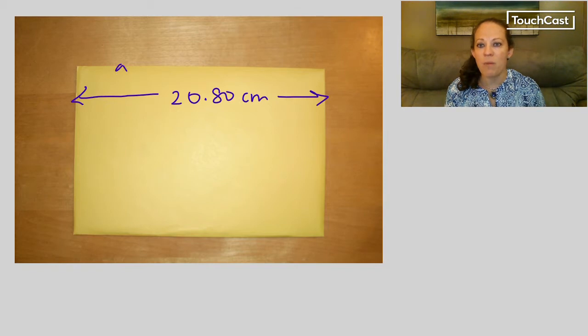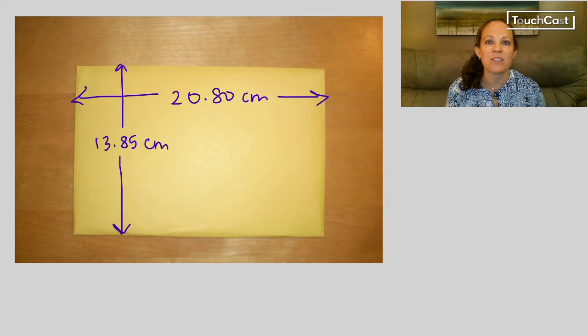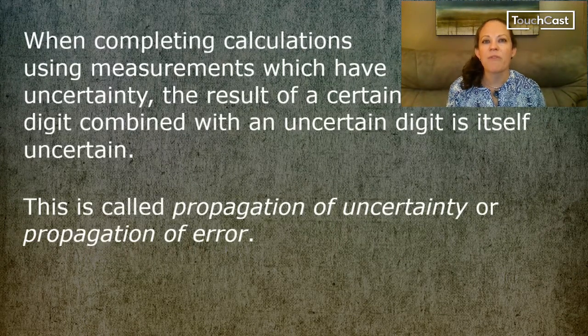And in fact, when we measure the width of the envelope, it comes out to 13.8, and then we have to estimate our final place, and I chose to estimate it as 5. So 13.85 centimeters is the width of our envelope. We now can use these 2 dimensions to do some calculations. When we're doing calculations with values which have uncertainty, the result of combining a certain digit with an uncertain digit is now itself uncertain. And this idea is called propagation of uncertainty or propagation of error.